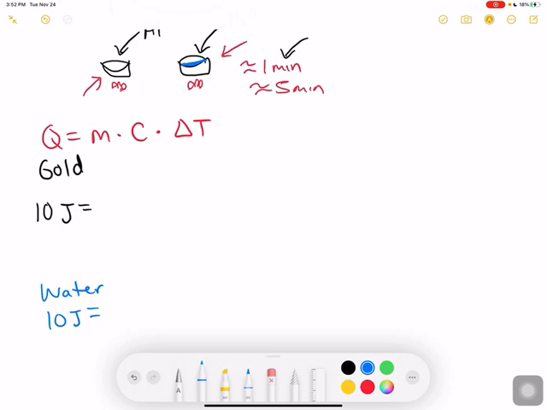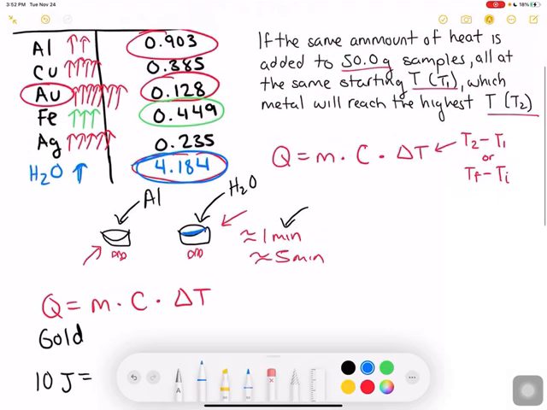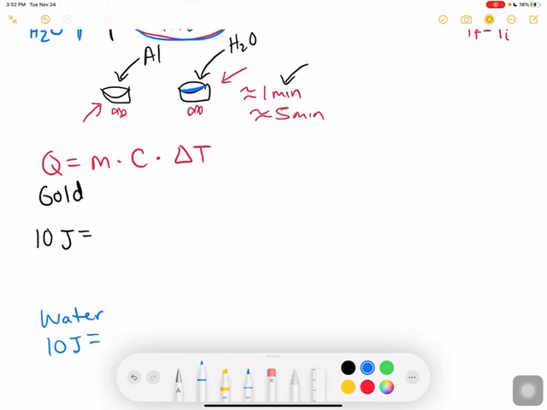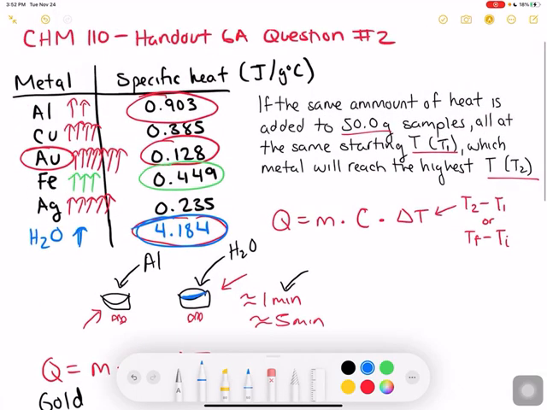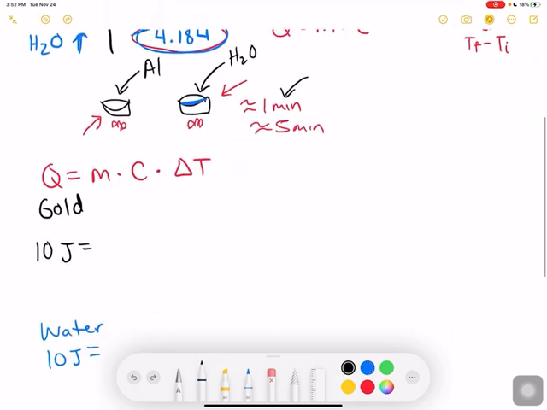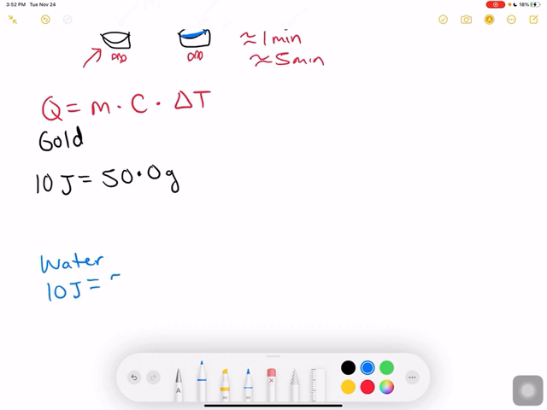Well, there were supposed to be 2 metals, right? But now I'm choosing water just to prove a point. Okay, you can choose any other metal, and you'll see that gold is going to be the one that increases the most temperature. Okay, so what is going to be the mass of those samples? The problem says that everything is going to be 50 grams. So let's go ahead and substitute 50 grams over here, or 50.0. Let's go ahead and keep the correct number of significant figures, right?